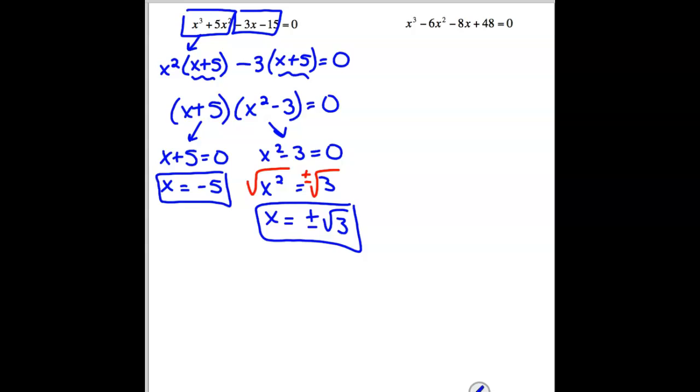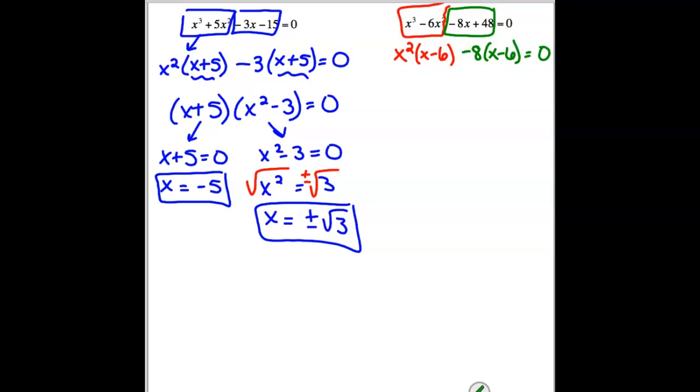All right. You guys can pause the video and try the last one, and then turn it back on when you are ready. All right. Splitting it into 2 parts. From the first part, you should have factored out an x squared and had an x minus 6 left over. From the second part, you should have factored out a negative 8 and had an x minus 6 left over. We regroup. We have a common x minus 6, and we take the factors that the GCFs that we had pulled out, and we have an x squared minus 8.